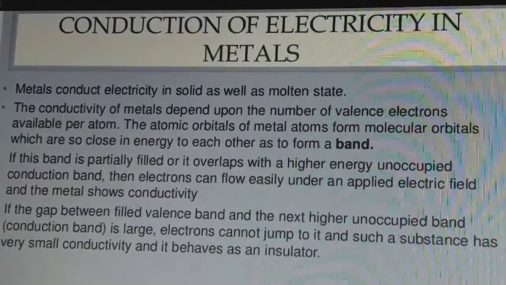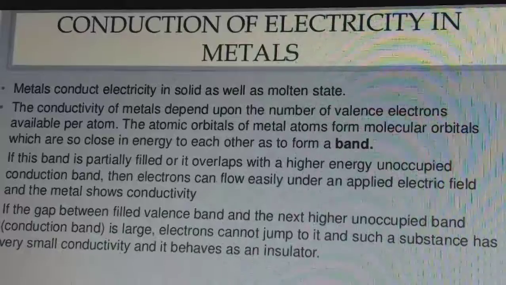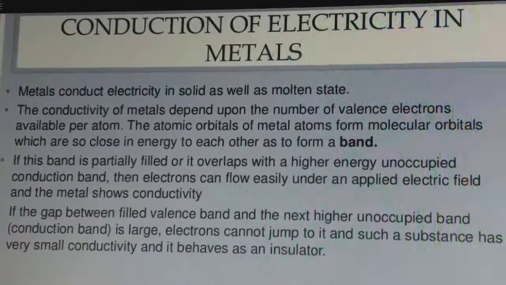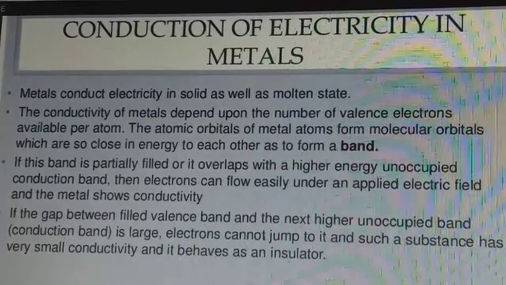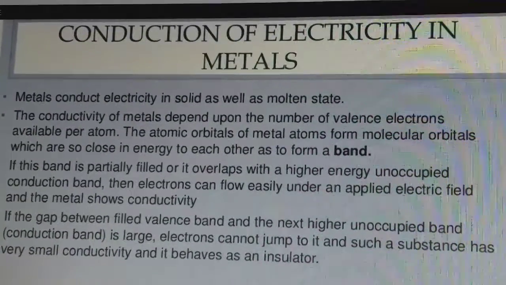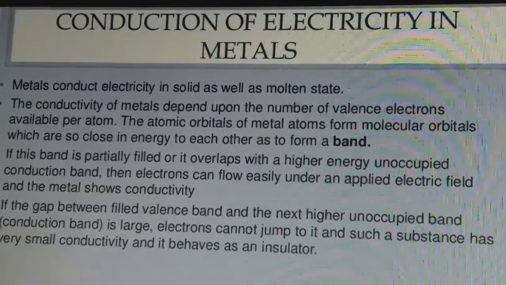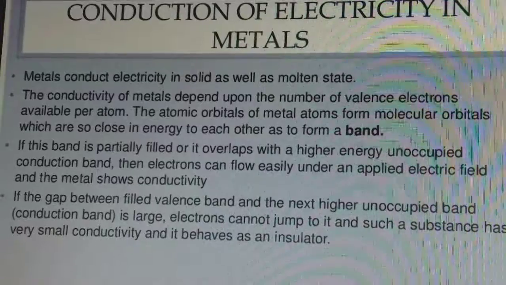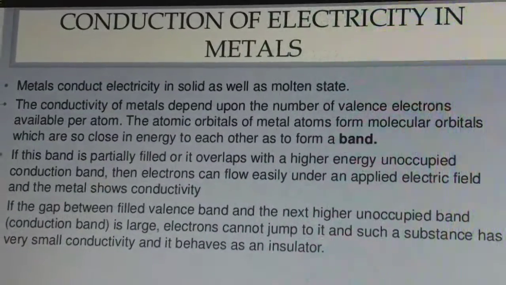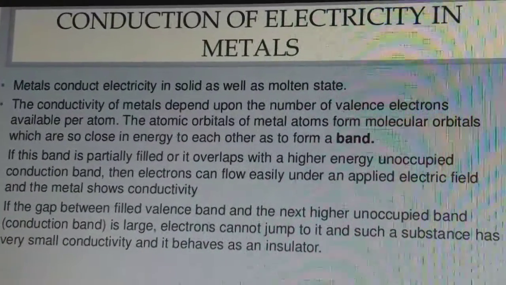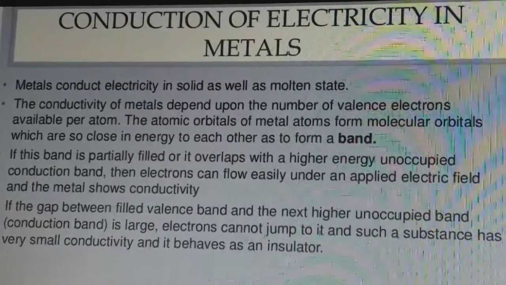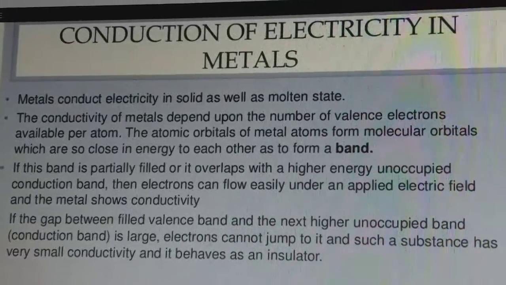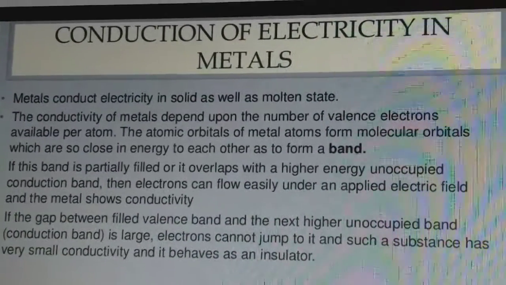And what is conduction band and what is valence band? You might have studied in physics. The higher energy valence orbitals form the conduction band, and the lower energy valence orbitals form the valence band. That means the unoccupied higher energy band is called the conduction band, and the lowest energy occupied band is called the valence band.